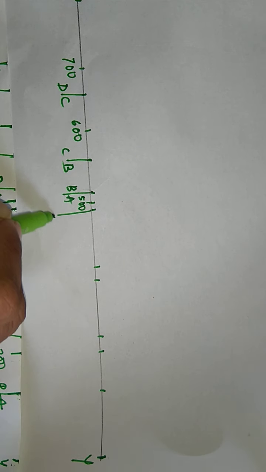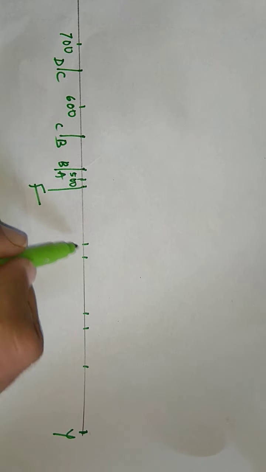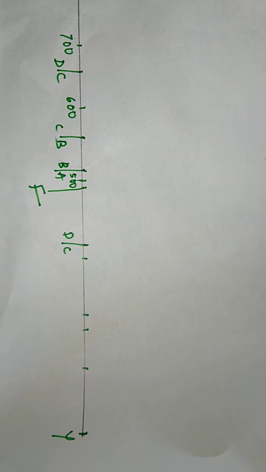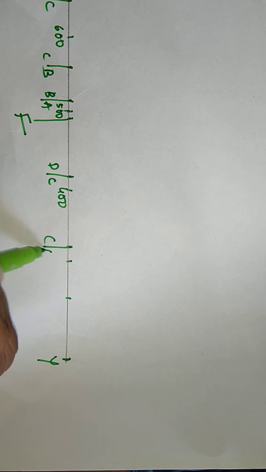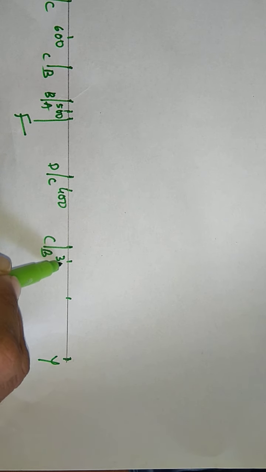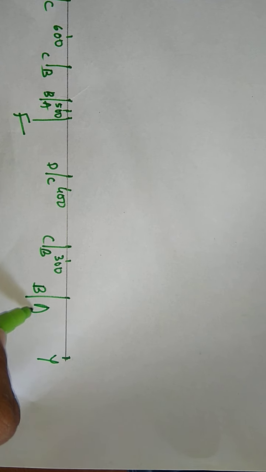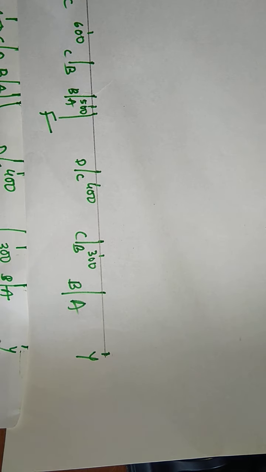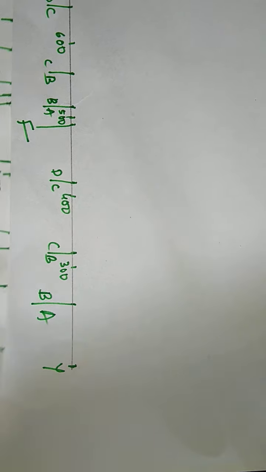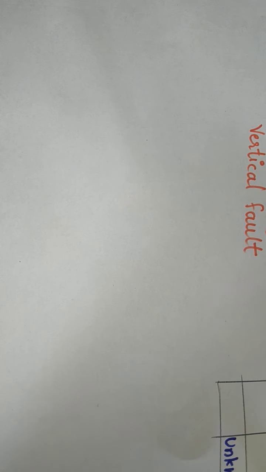Then there is a fault. Then this bed is DC. Then 400. Then C and B bed. Then 300. Then there is a bedding plane which is BA. So all these points we have transferred again.